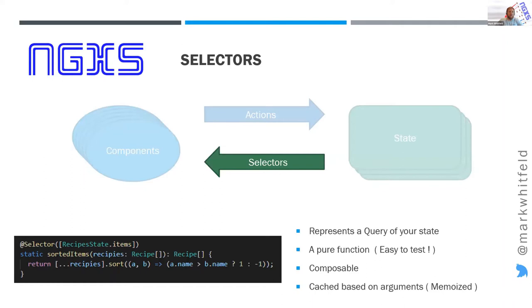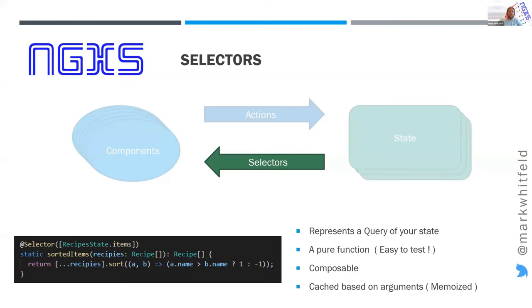Lastly, we have our selectors. So the selectors represent a query of your state. And as you can see in the code sample, it has a selector decorator to state what data it's receiving of the recipe state. That data will come into this function as an argument. And then we can do whatever processing. In this case, we're sorting the items and returning that data. This is a pure function. It's very easy to test. And these functions are composable. This function can then be received by other selectors in order to compose more and more advanced state.